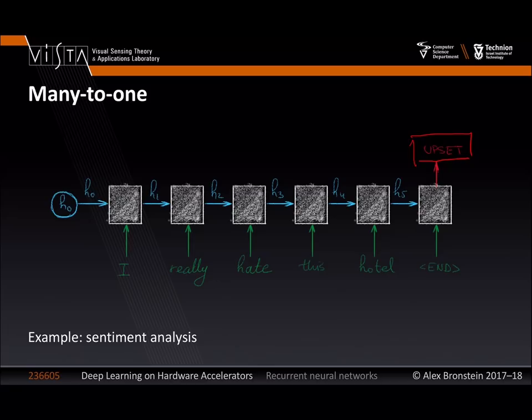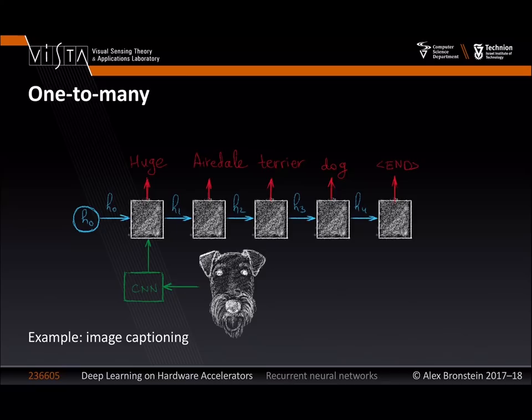Let's see another application. Let's say one to many. So one to many. As the input, I have one object. For example, it can be an image.